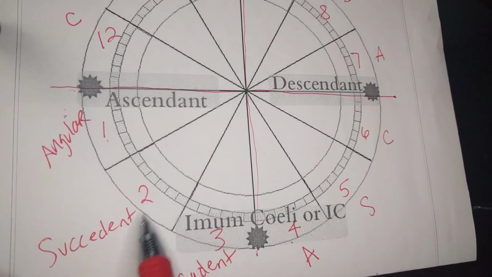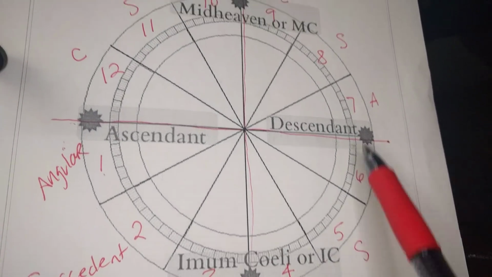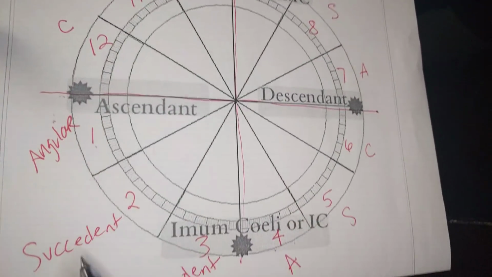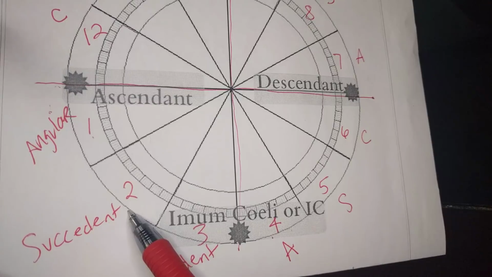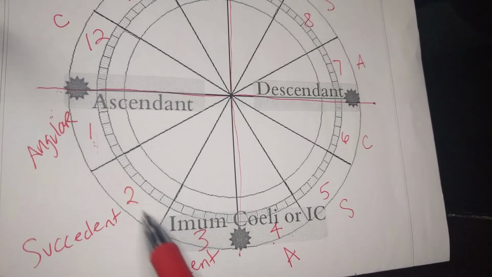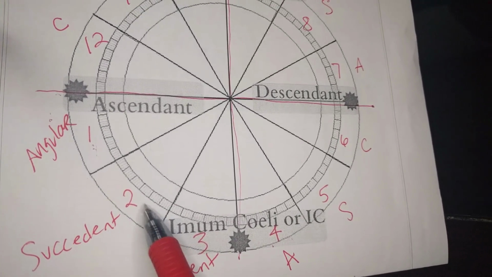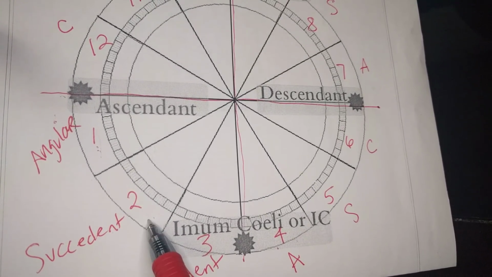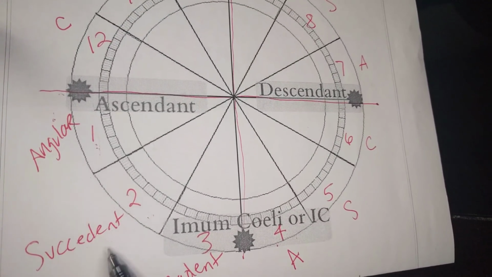The 2nd house, the 5th house, the 8th house, and the 11th house. Succedent houses, succedent. Whatever is started here is firmed up here. It's given more strength, more clarity. It becomes more foundational. So the succedent house always follows the angular house.